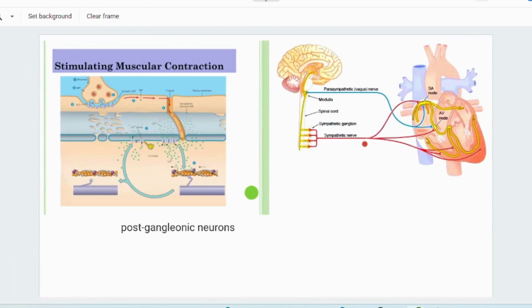Now, let's break down and delve deeper into the major sensory pathways. First up, we have the dorsal column medial lemniscal pathway, which functions to carry fine touch, vibration, and proprioceptive information. Primary neurons enter the spinal cord and ascend ipsilaterally to the dorsal columns.